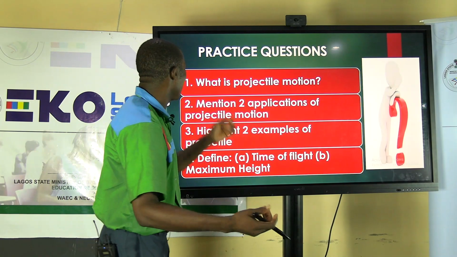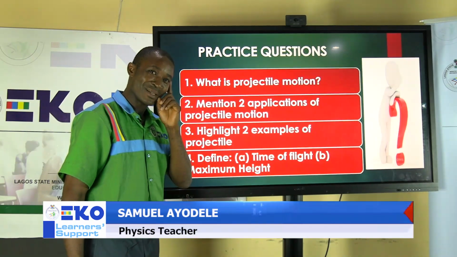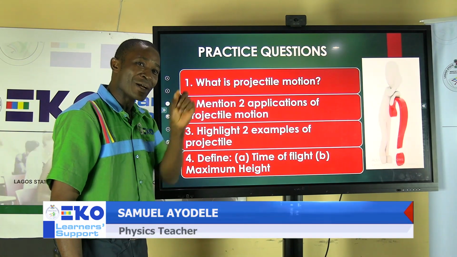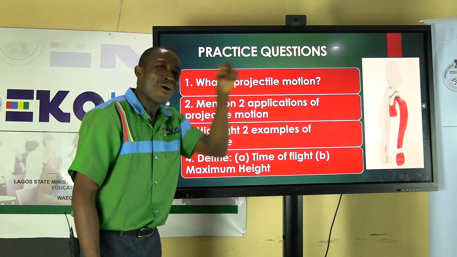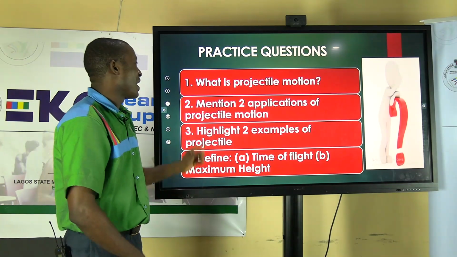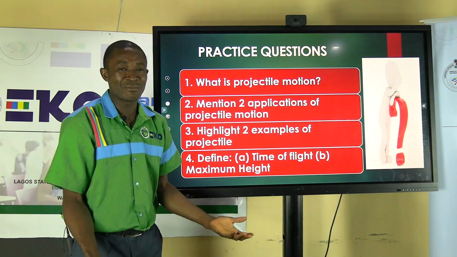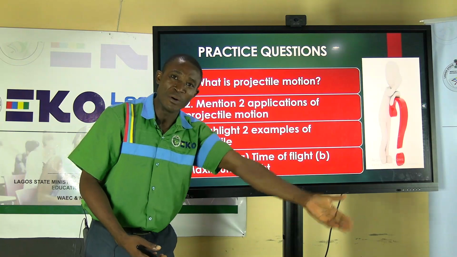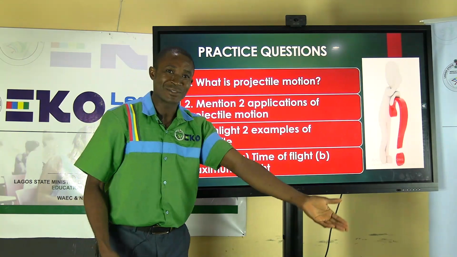All right, now that you have gone through it, what is projectile motion? It is the motion of an object moving in a parabolic path under the influence of what? Gravity. Number 2, application of projectile motion. Where do you apply projectile motion? You can apply it in sports where you kick a football. You can apply it in warfare where you launch missiles.